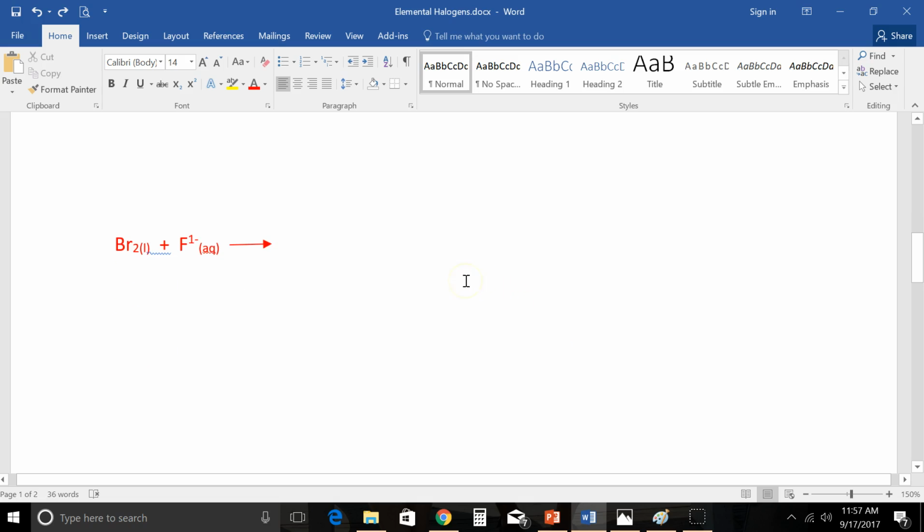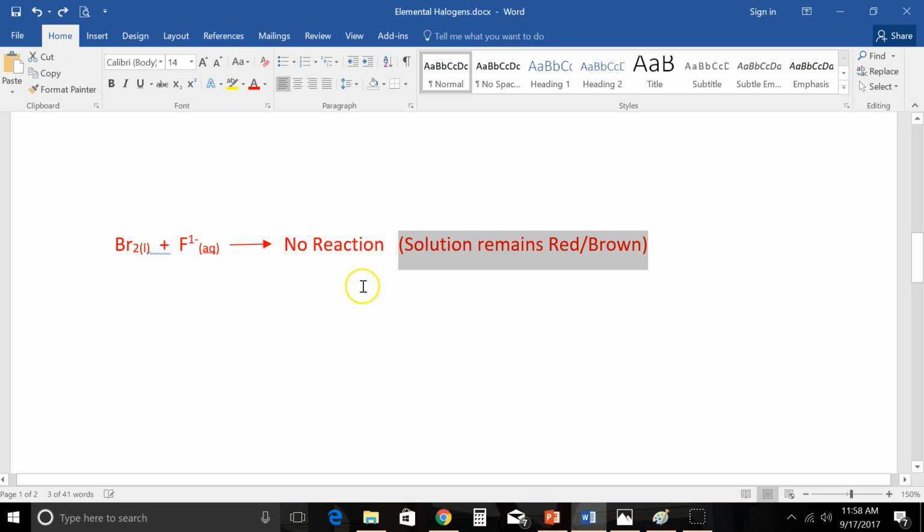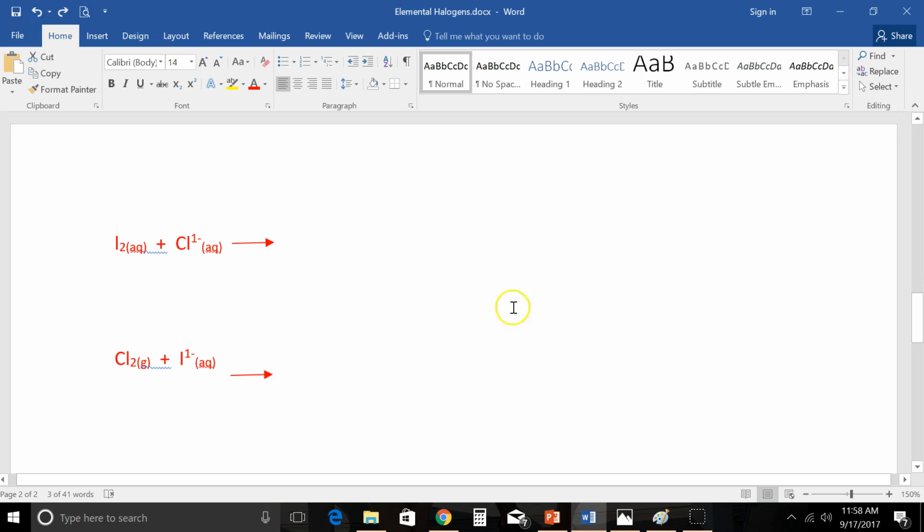All right, now let's look at this example. And we have liquid bromine reacting with fluoride ions. Now, since bromine is less reactive than fluorine, what we'd actually expect to see is no reaction. And so since elemental bromine is reddish-brown, we would expect to see the solution remain a reddish-brown color because no reaction occurs. Let's look at a couple more.